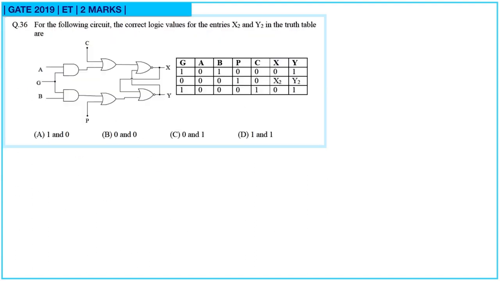Next question. For the following circuit, the correct logic values for the entries x2 and y2 in the truth table are.